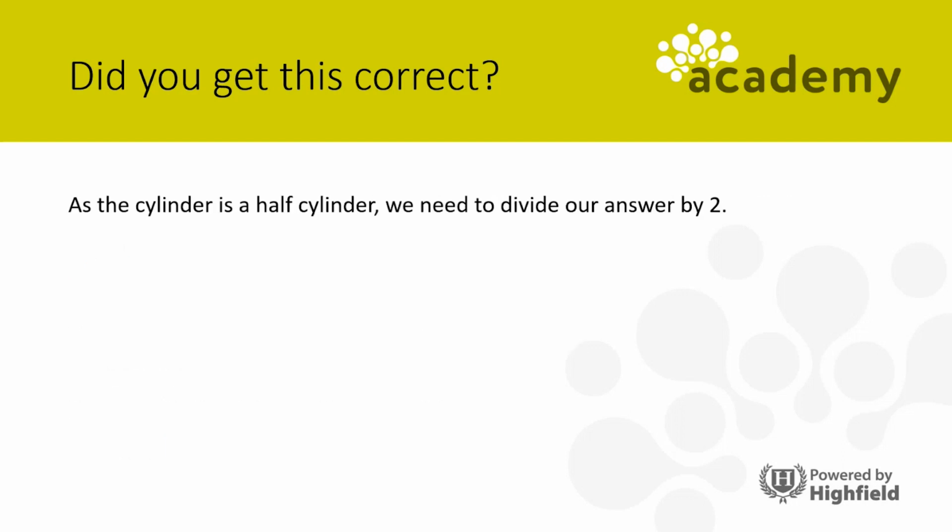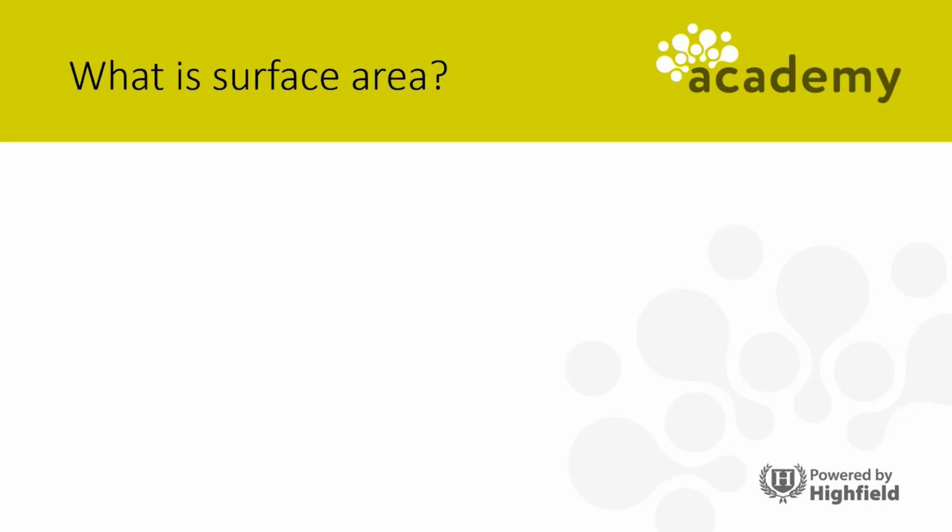As it is half a cylinder, we need to divide our answer by 2. So 204,037.2 divided by 2 is 102,018.6 centimetres cubed. So let's look at surface area next.